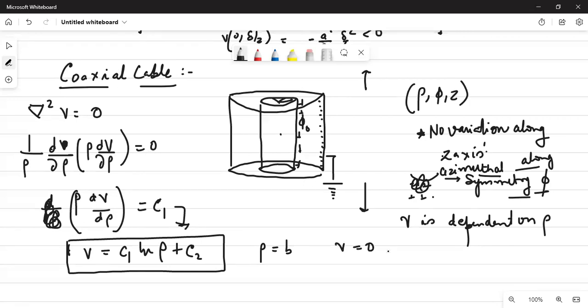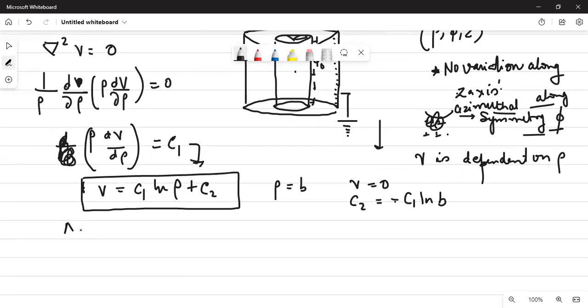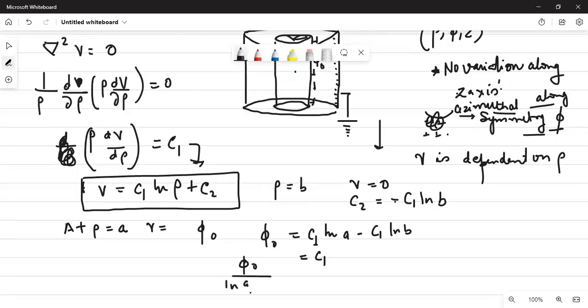And I know that at rho equals b, my potential is zero, which implies that my c2 is minus c1 ln b. And if I want to find my c1, I would simply take that at rho equals a, my potential V is phi naught. So I will write phi naught equals c1 ln a minus c1 ln b. So my c1 would be phi naught upon ln of a by b.